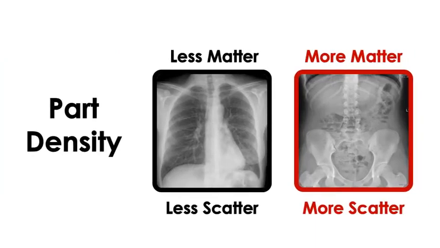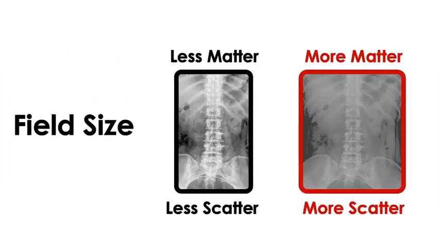The same idea applies to part density or tissue density. This refers to the amount of matter packed into the space of the tissue. The chest is mostly full of air, which is lower density, which means there's less matter and less scatter. The abdomen, though, is approximately the same thickness, but much more dense. This means there's more matter, more scatter, and the overall image is going to be lower contrast. One more way we apply this principle is in regards to the field size, or the amount of collimation. If we decrease the collimation, or use a larger field size, there's more matter being exposed, therefore more scatter and lower contrast.